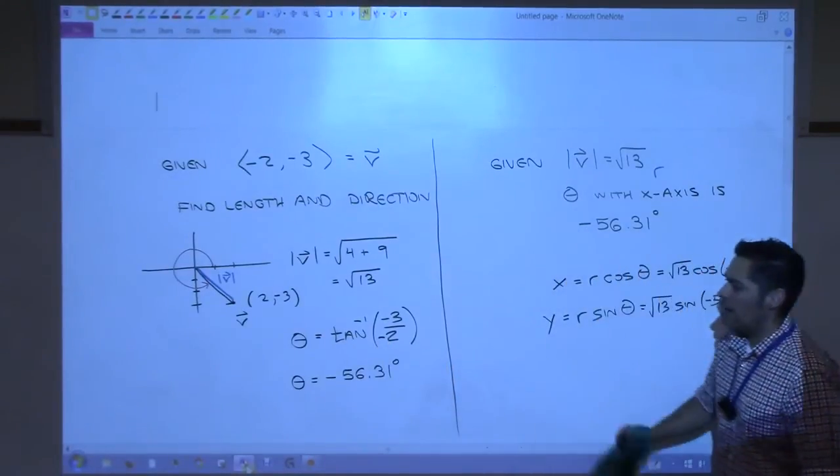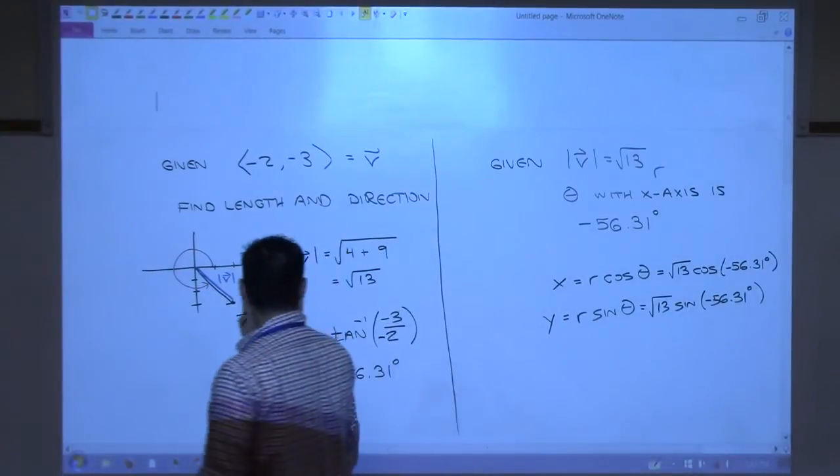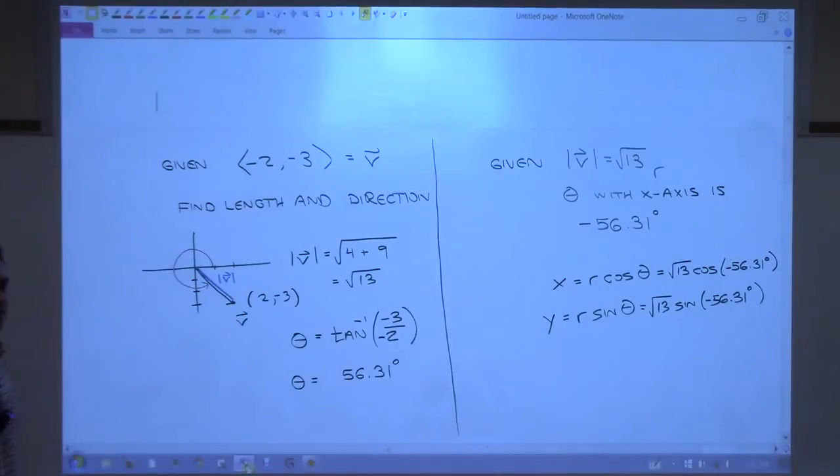If you do that on your calculator, what do you get? Positive 56, right? Is that correct? So is theta positive 56.31 degrees? It's not. It's kind of correct. See, here's the problem.